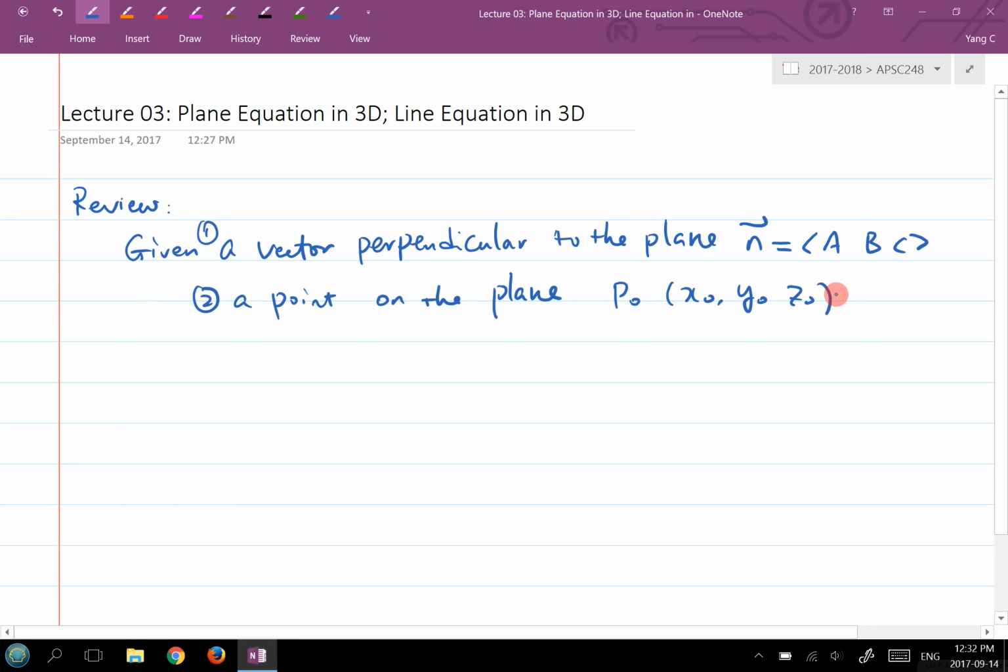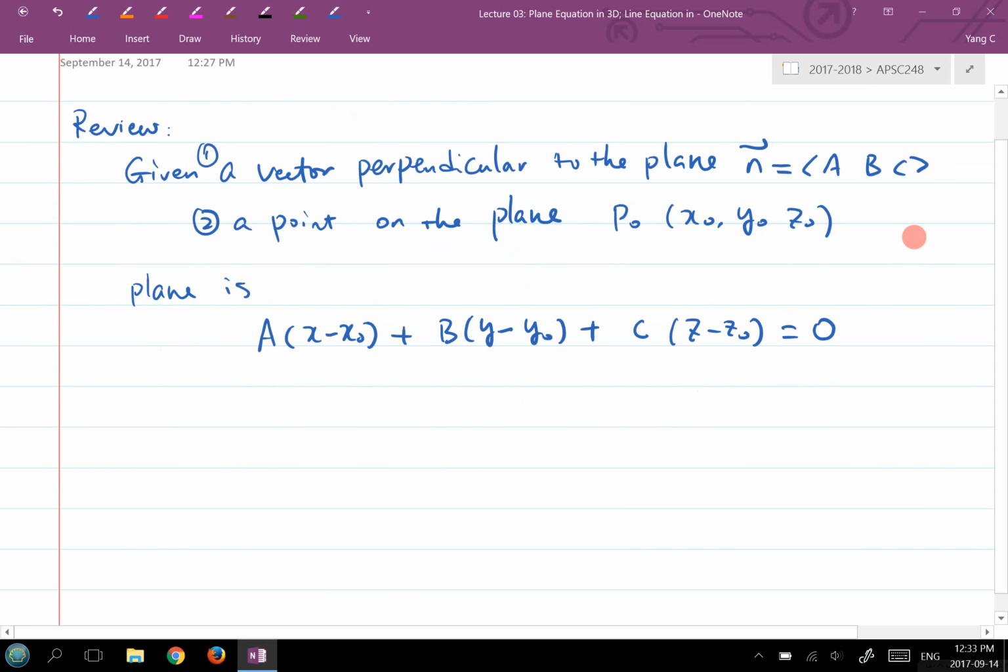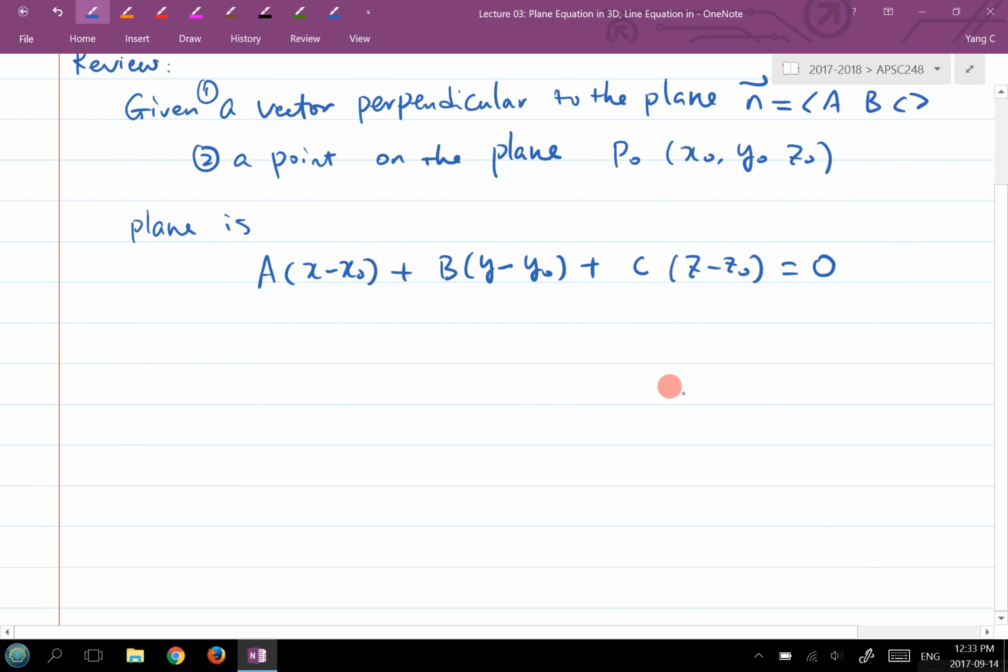So the plane is a times (x minus x0) plus b times (y minus y0) plus c times (z minus z0) equal to 0. Yeah, this is the plane equation. It's actually quite easy to understand. Essentially, this is how we derived it.